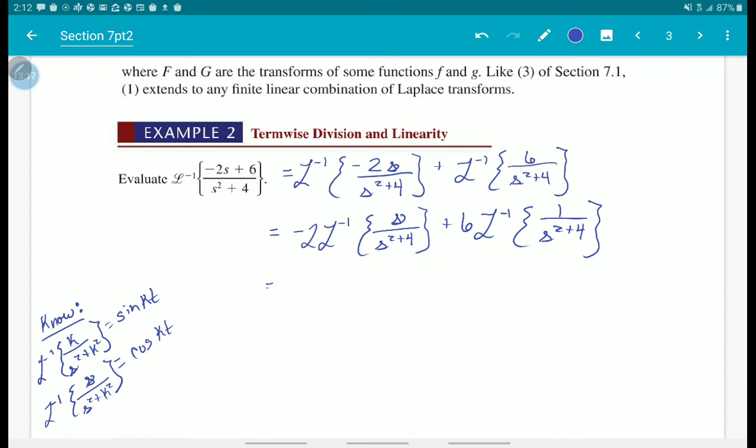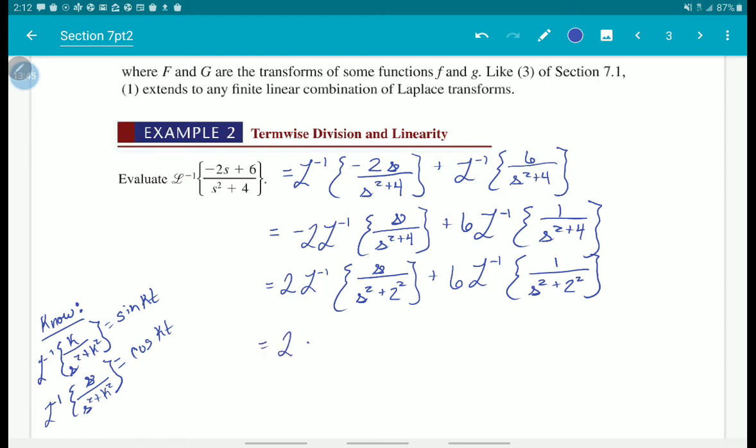So let's try to rewrite these. We can rewrite that denominator for the first one as s squared plus 2 squared. So now we know what k is going to be. And then we can rewrite the denominator for the second one also as s squared plus 2 squared. So the first one matches that cosine formula exactly. So this is going to translate to 2 cosine of 2t.